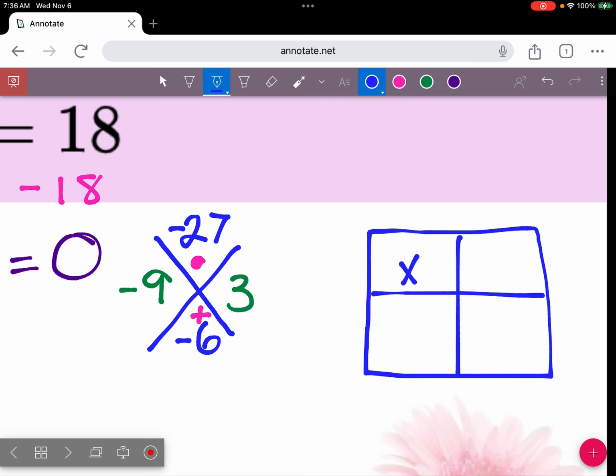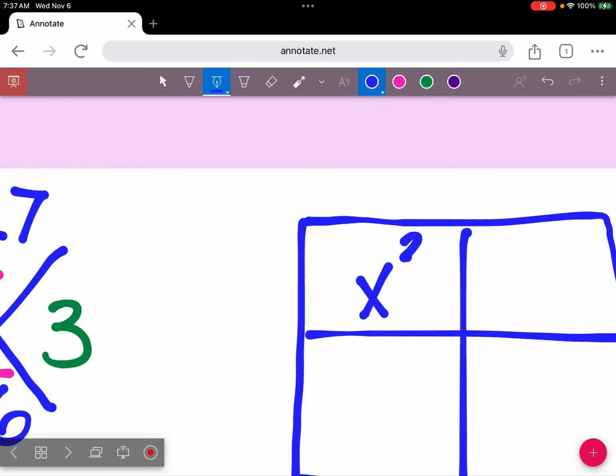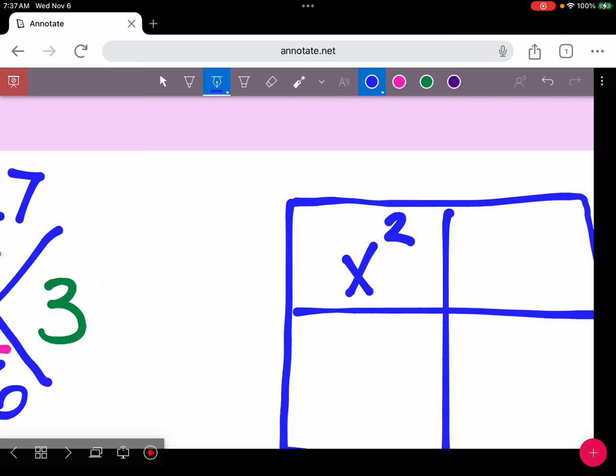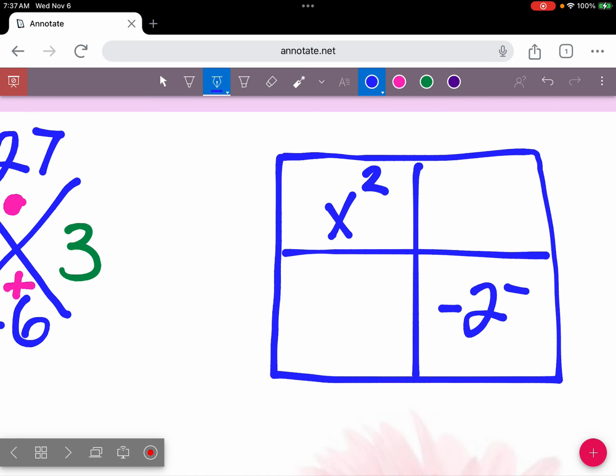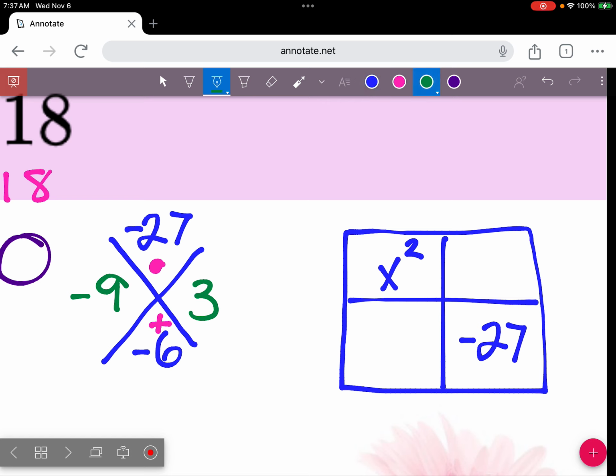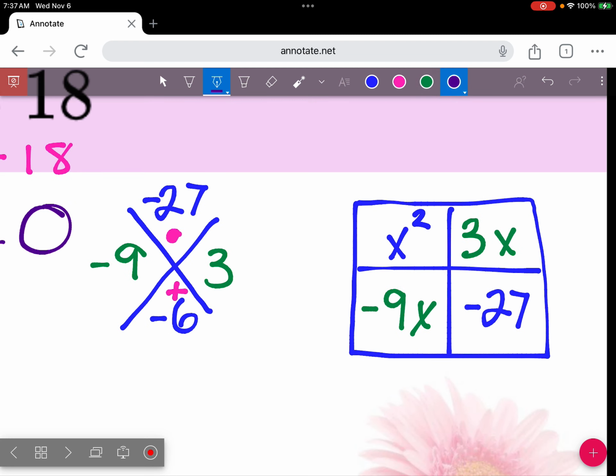We're looking for these guys on the outside. These are the pieces we want. No, it's okay. The questions are important. That's what we want. So our x squared goes in the top left, our minus 27 in the bottom right. Those 2 numbers we picked get the middle term. So I'm going to have a 3x and a minus 9x. So what factors do we get when we pull out columns and rows?